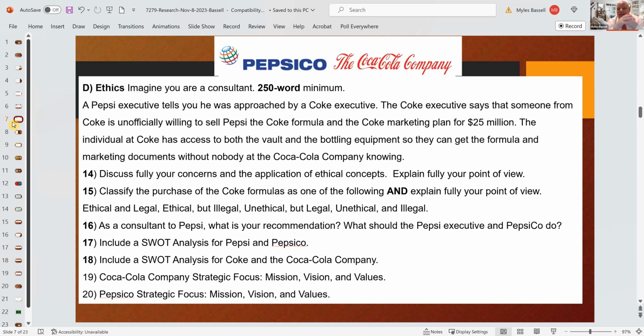And in addition, they said that they're a highly trusted executive at Coke and that they actually have access to the vault and the bottling equipment, so they could also get the formula and marketing documents without anybody at the Coca-Cola company knowing. So what do you think about that? What I want you to do is to provide your opinion about that. It's not a research assignment. What do you think? Somebody tell me now what you think.